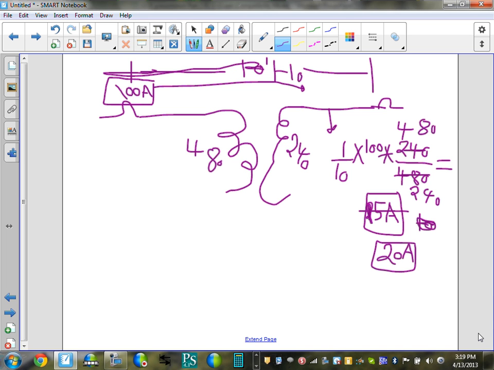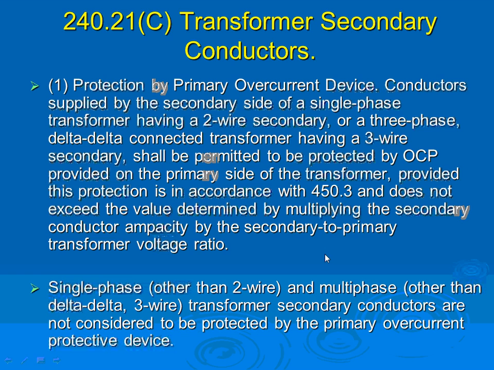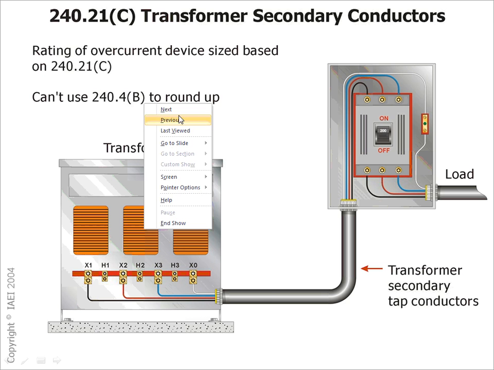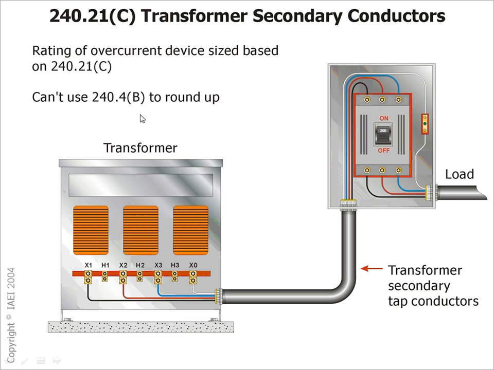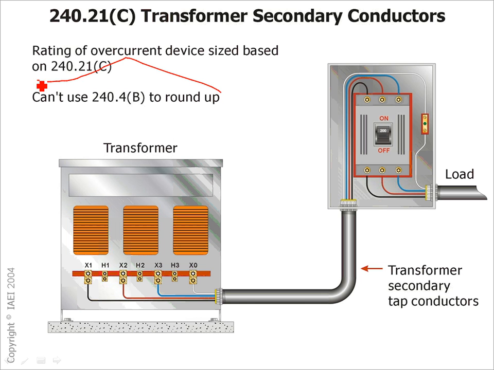So what conductor size would that be then? Number 12. The minimum that you can size. So that's the conductor tapping the secondary side of the transformer. You cannot round up. That's also, guys, on the test. You can't round up on the secondary side. For example, very, very important.